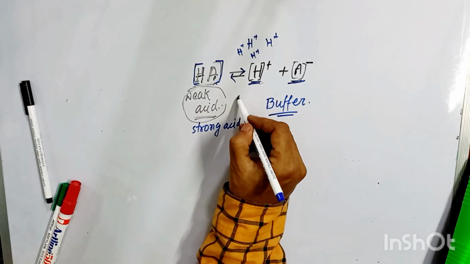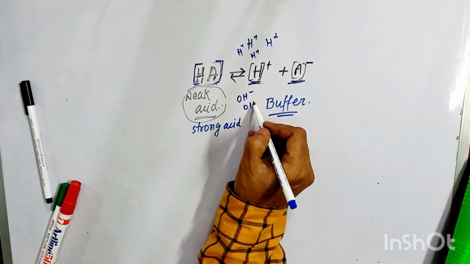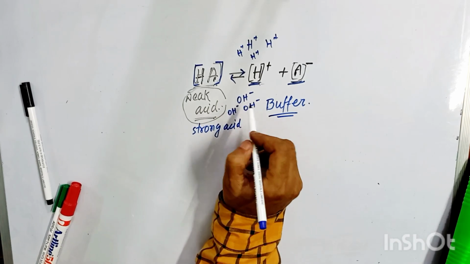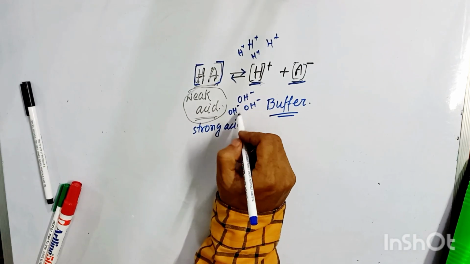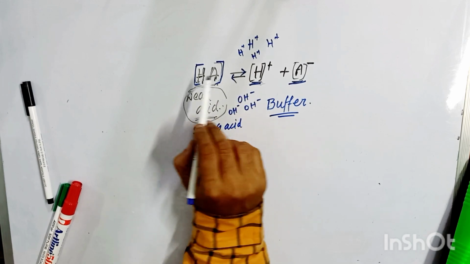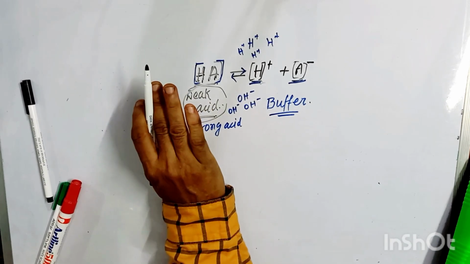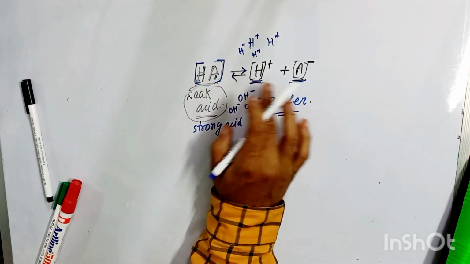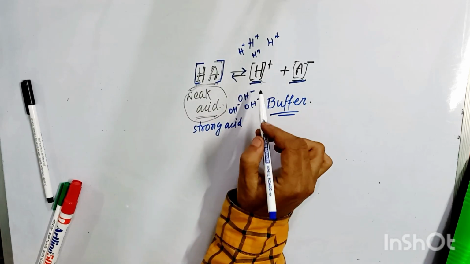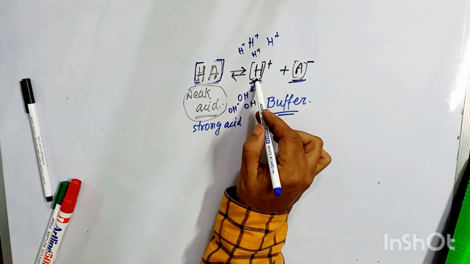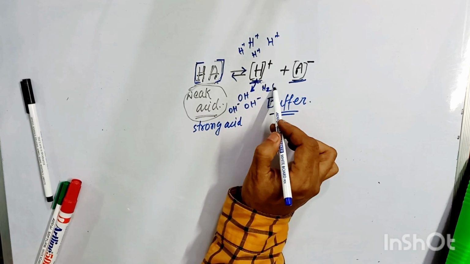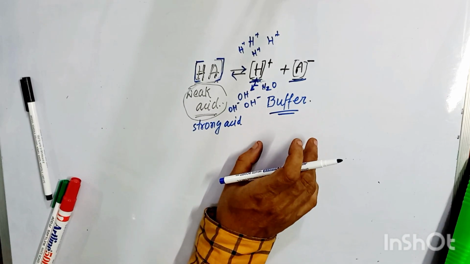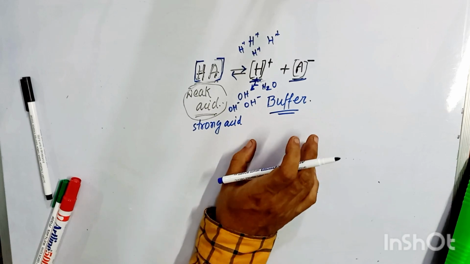If I put more OH minus ions here, say more alkali, say sodium hydroxide, potassium hydroxide, these are strong alkalis. If I put some alkalis here, this acid will see more negative ions, so it will now get ionized, and it will liberate more H plus ions. These H plus ions will now bind these hydroxyl ions, and it will get converted to water. So a weak acid remains as a buffer because it can tolerate both these insults.